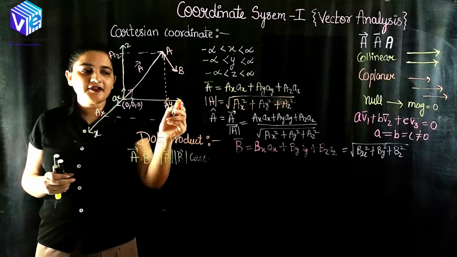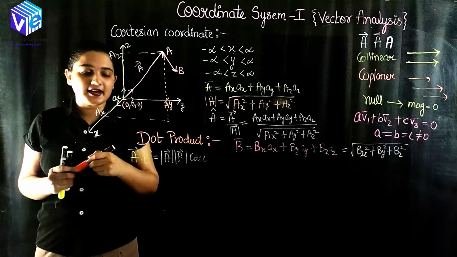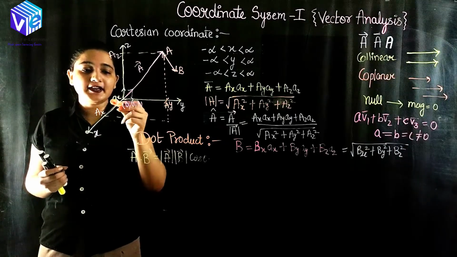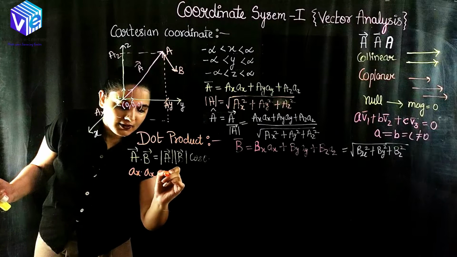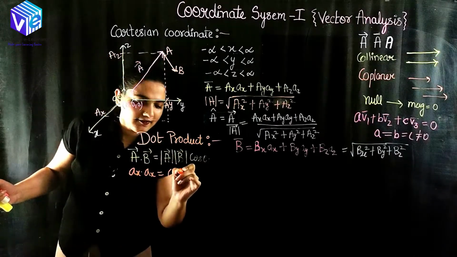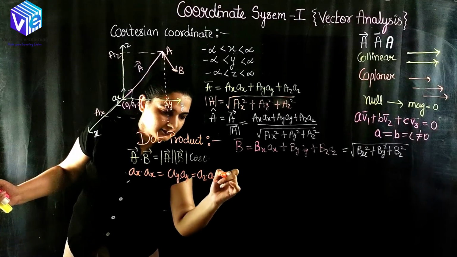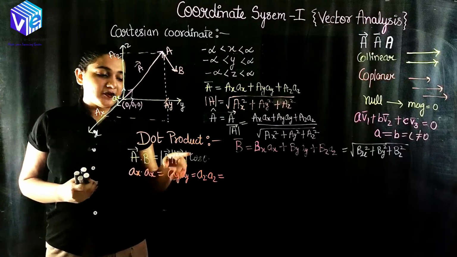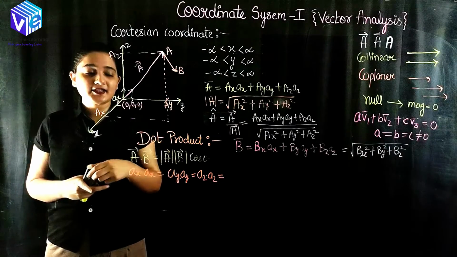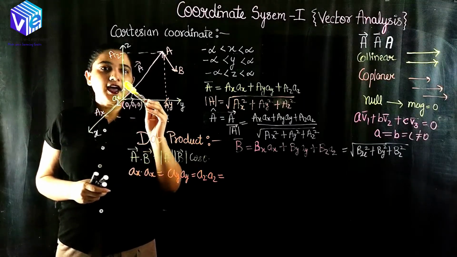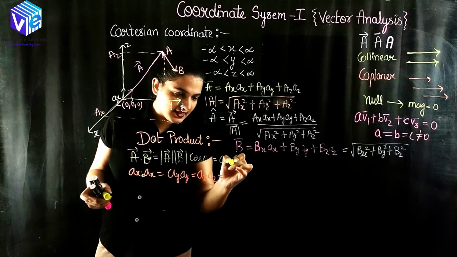Now if I have x, y and z direction, here we have unit vectors ax, ay and az. Now if I need to find out the dot product between ax and ax, so ax dot ax will be equal to ay dot ay, and it will be equal to az dot az. We have the theta in between ax and ax to be 0, ay and ay to be 0, and az and az to be 0. So cos of theta is cos of 0 in this case.